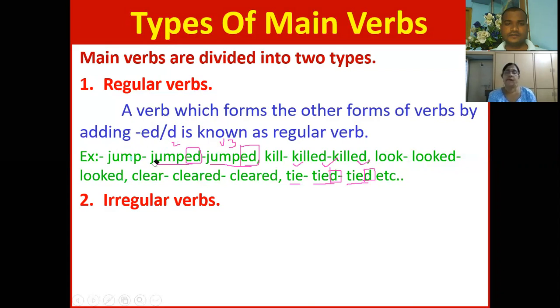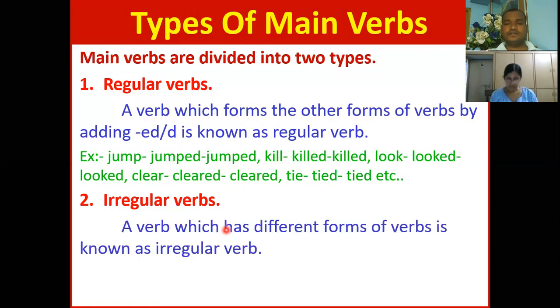Now, come to irregular verbs. Here I have given one rule: if you are able to change V1 to V2 and V3 by adding D or ED, that is nothing but regular verbs. Now, irregular verbs are a little opposite to this. Though you add D or ED, if you are not able to make V2 and V3 forms, those are irregular verbs. Generally, if you speak about irregular verbs, we can say different forms or same forms.